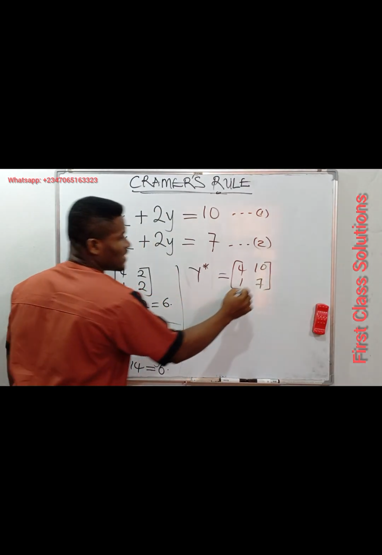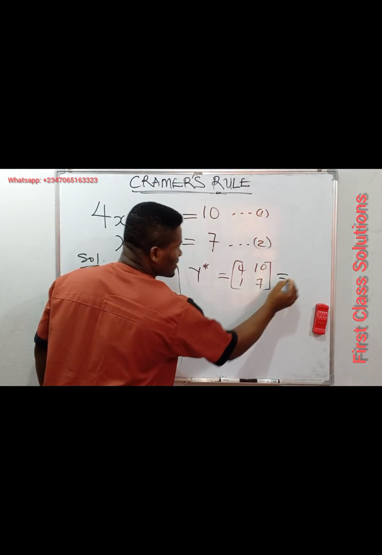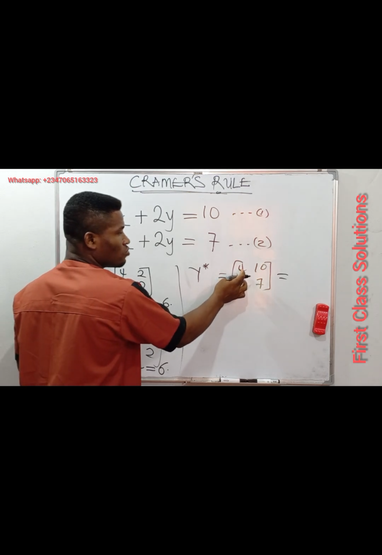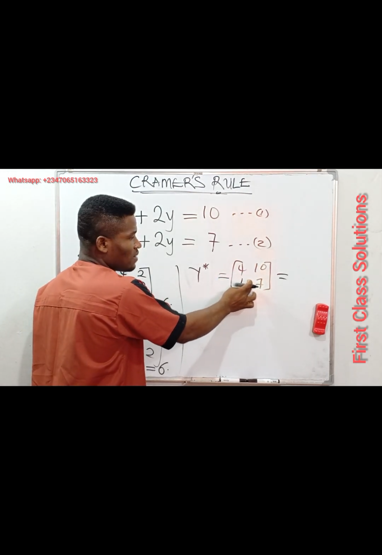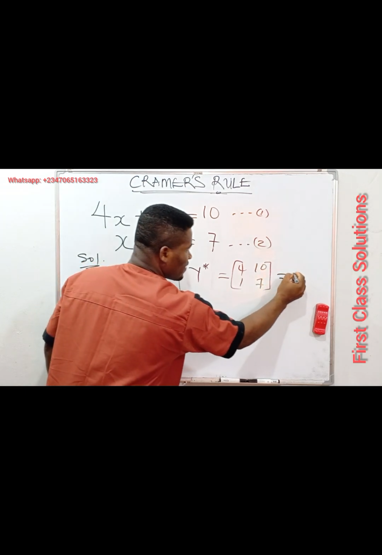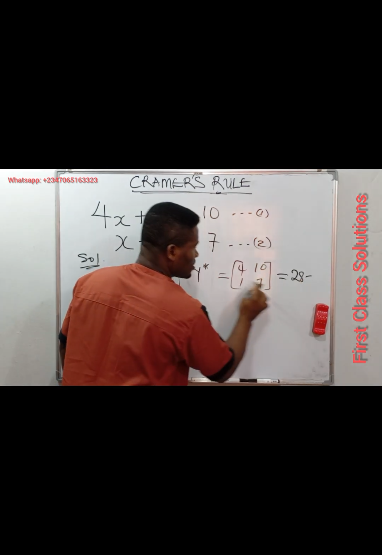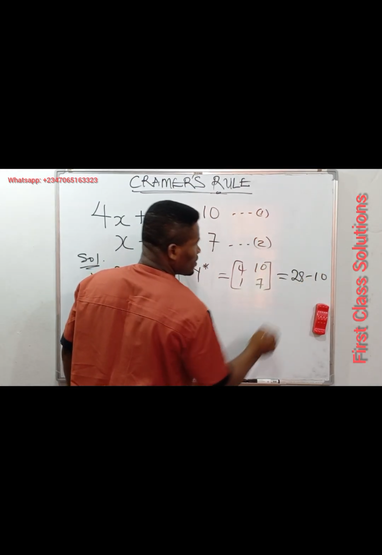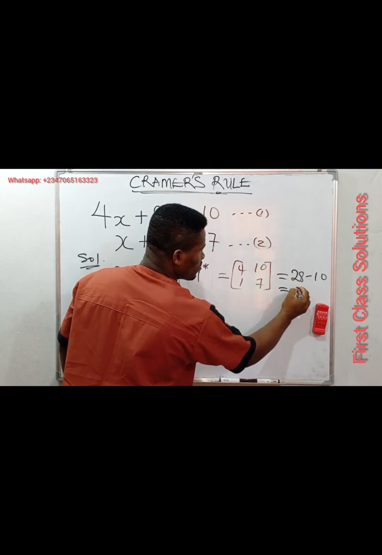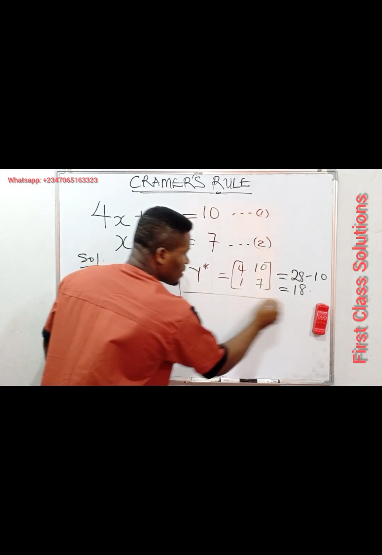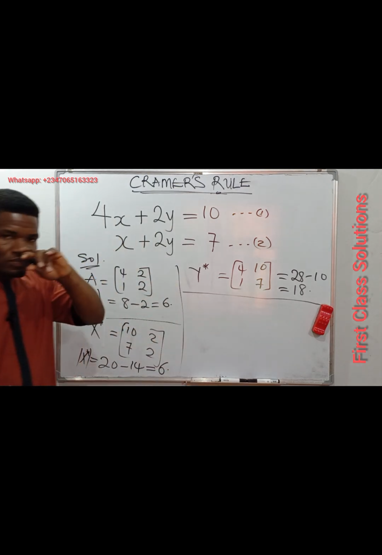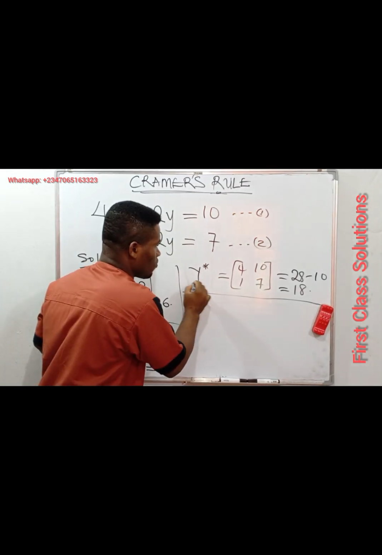Getting this 10 and 7, the next thing is to get the determinant. The determinant of this one will be this times this minus this times this. That is 4 times 7 minus 1 times 10. 4 times 7 is 28, minus 1 times 10 is 10. So 28 minus 10 gives us 18. Now let us solve using the determinants.